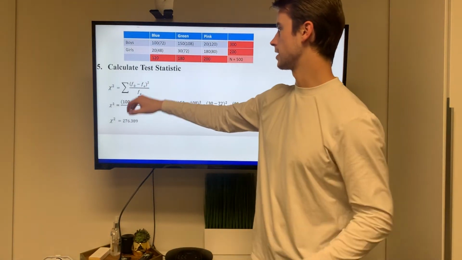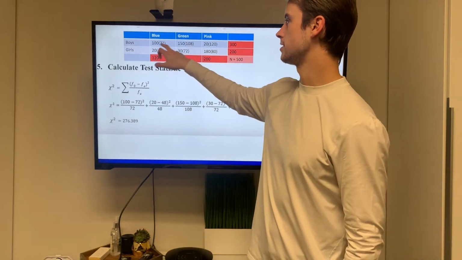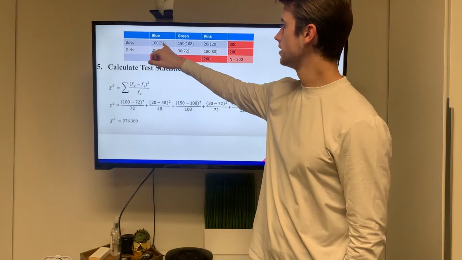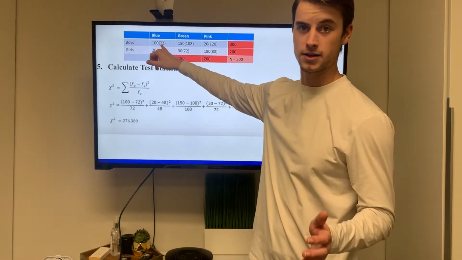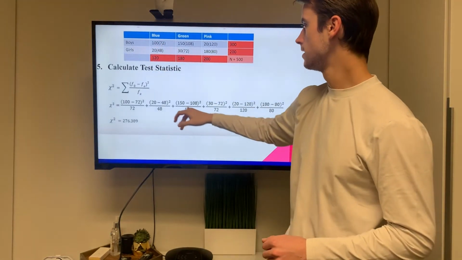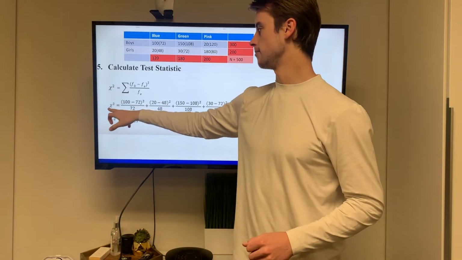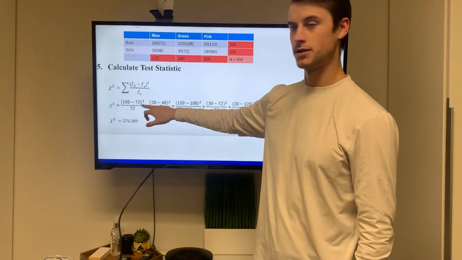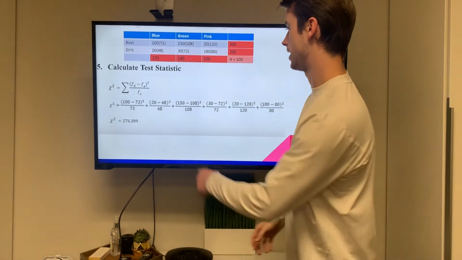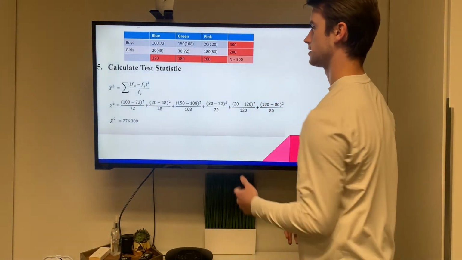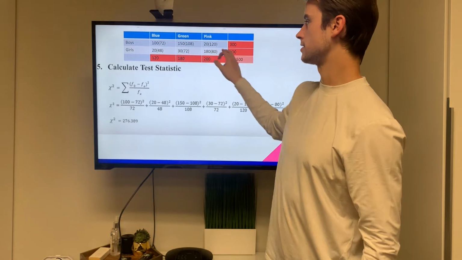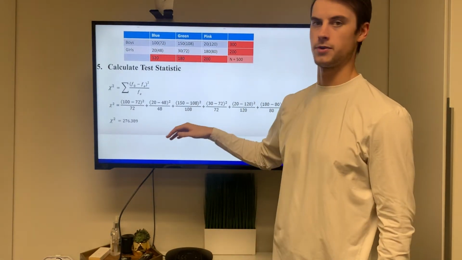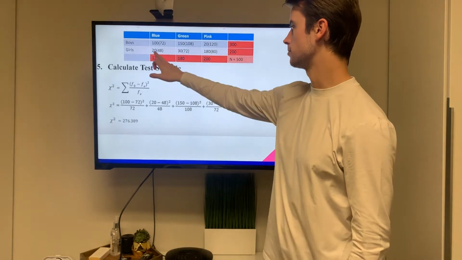So in this case, I'll put these in parentheses just so it's easier to see. This is my observed value, 72 in parentheses is my expected value, okay? Following this formula, my chi-squared is equal to (100 minus 72) squared divided by 72. And I would just do this for all six values in the table. I'm not going to go through all of these with you, but you can see they just literally plug and play.